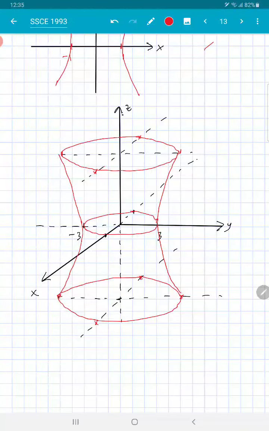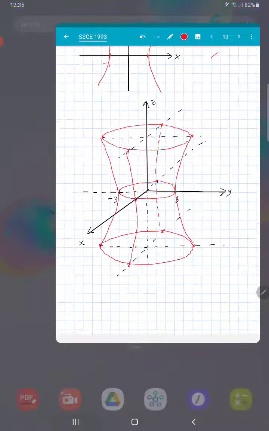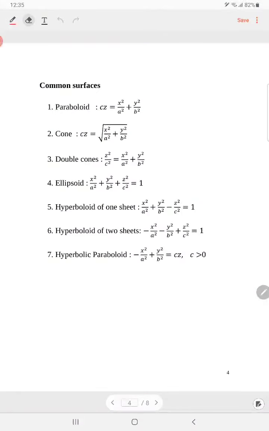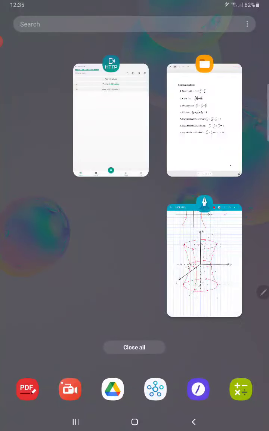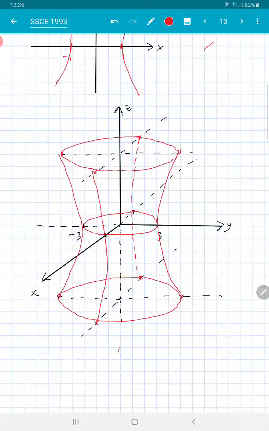And this is the view from the side. We have a hyperbola as well. I'm going to use a dotted curve here. Okay, so this is another common surface, which is called a hyperboloid of one sheet. It's a hyperboloid because it's a combination of hyperbolas.